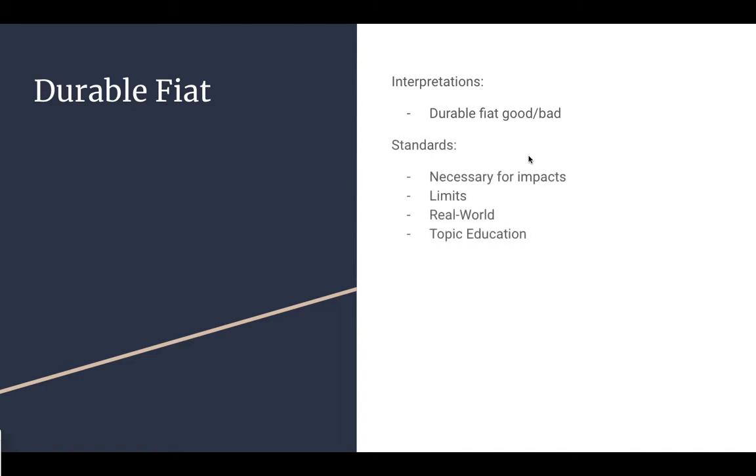Teams may argue it's good or bad. Typically, we argue it's good. I think you'll encounter that more. And the reasons why is because the standards for this, which I've listed here, are just much stronger when it comes to durable fiat good. So, like, necessary for impacts, right? If we just repeal the plan every single time it gets passed after you vote AF, well then what's the point of debating impacts? There's limits.